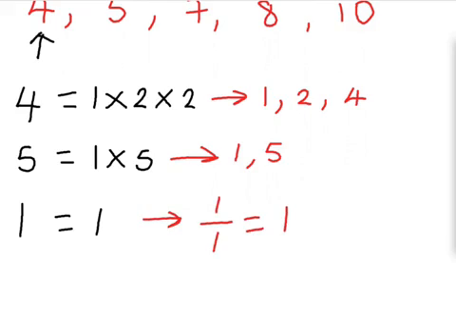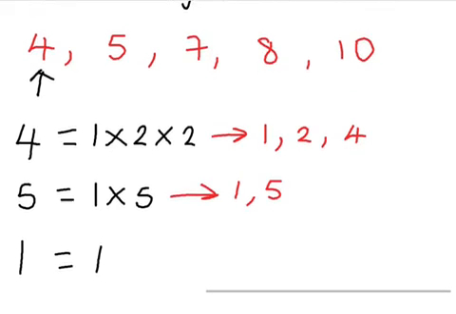How many factors does 1 have? Just 1 factor. For that reason, 1 is not a prime number, because a prime number must have at least 2 factors, itself and 1. But the factors of 1 is just only 1, so we can't call it a prime number. Hope that's clear. Alright, we'll move to the next number.